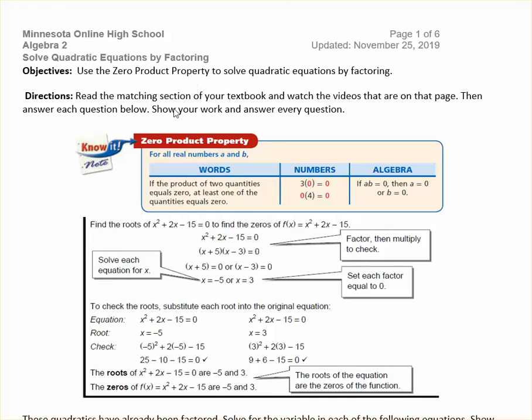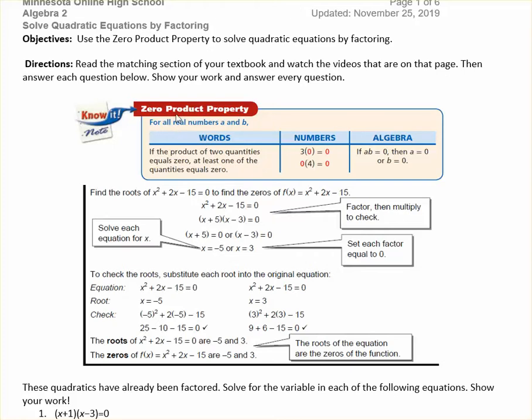In this video we are going to solve quadratic equations by factoring. So we're going to start with a review of the zero product property. This says that if the product of two quantities equals 0, at least one of the quantities equals 0. So for example, 3 times 0 equals 0, 0 times 4 equals 0, 0 times x equals 0. If one of the numbers equals 0, then the product equals 0.